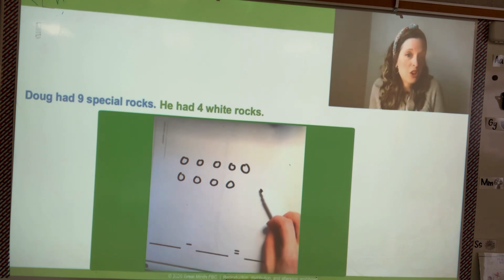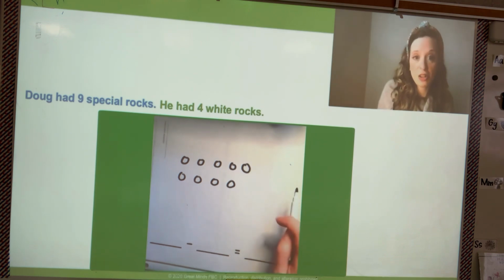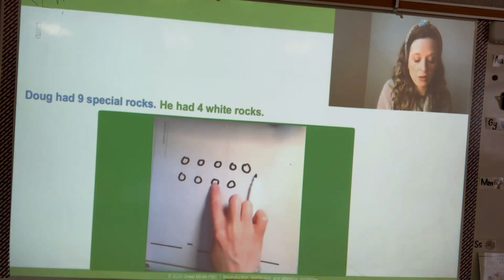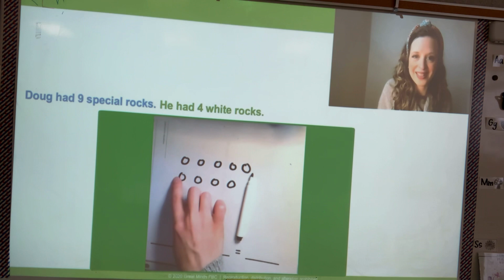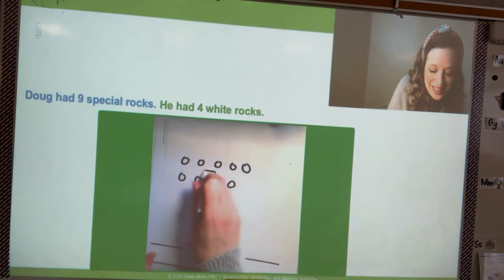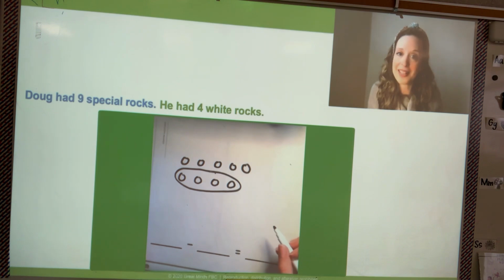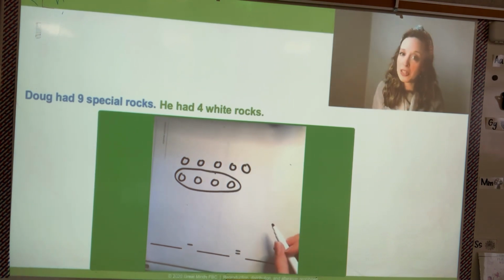Well, let's do both. Let's circle 4 rocks. 1, 2, 3, 4. These are the 4 rocks that I'm circling, but you could circle other 4 rocks as long as it's 4. Now that we've circled these 4 rocks, we can easily see them to cross them out. Let's cross them out.